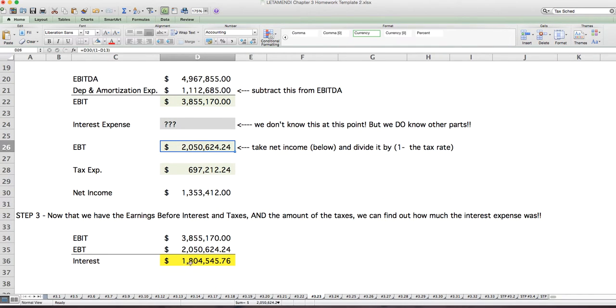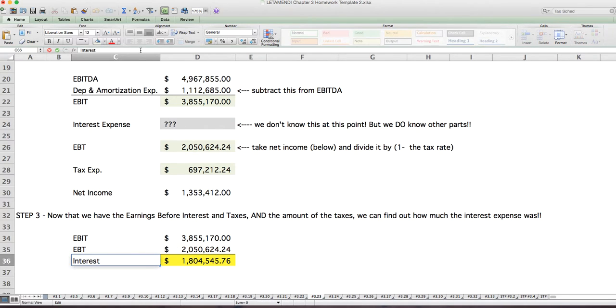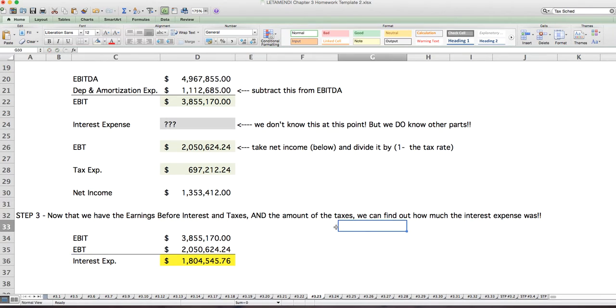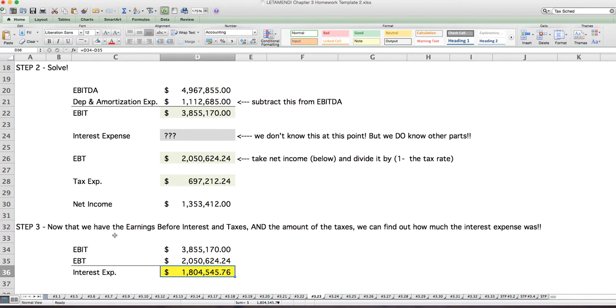And once we do that, all we need to do to calculate the interest expense is you just subtract the two. The earnings before interest and taxes, minus the earnings before taxes, and then you get your interest expense. So it is, I guess, mildly algebraic because you're trying to work backwards to get the interest expense, but that's essentially how you get it.